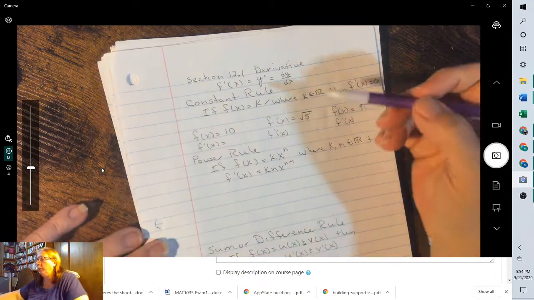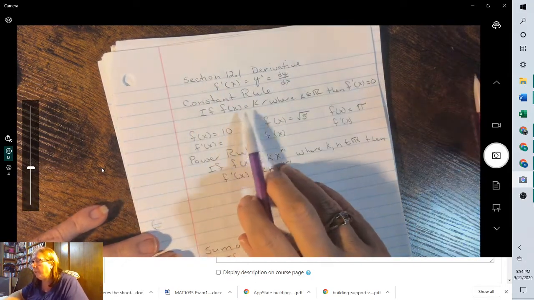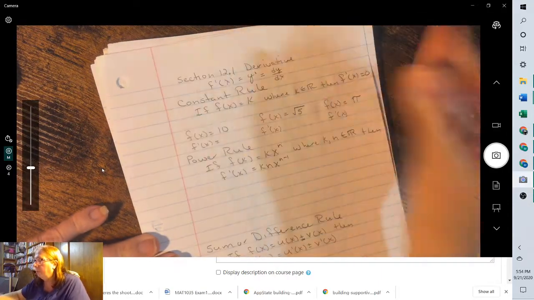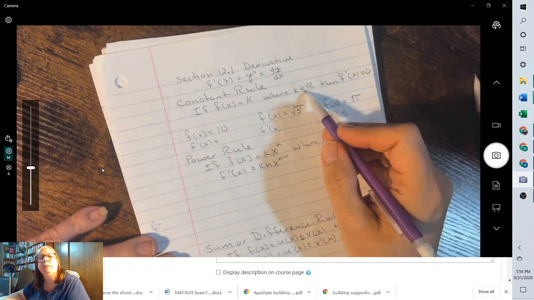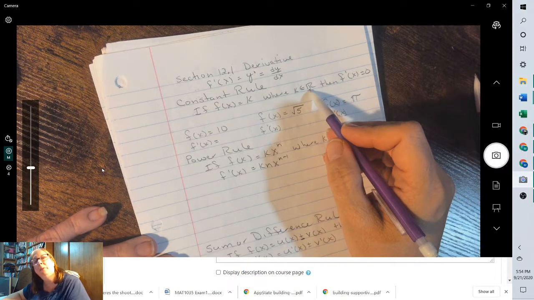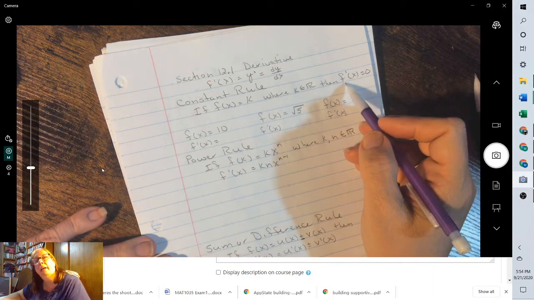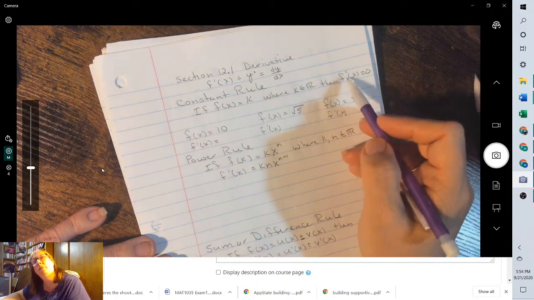The first rule is the constant rule. What the constant rule says is if f of x equals k, where k is a member of R, and this symbol means is a member of the real numbers, so it's just a number, then f prime of x is 0. So if it equals a constant, the derivative is 0.